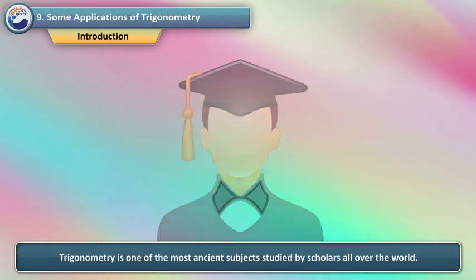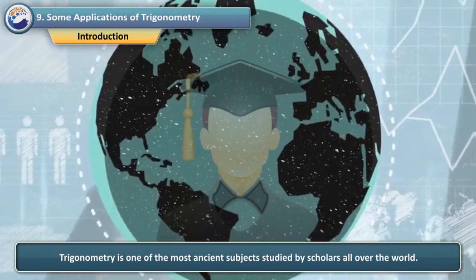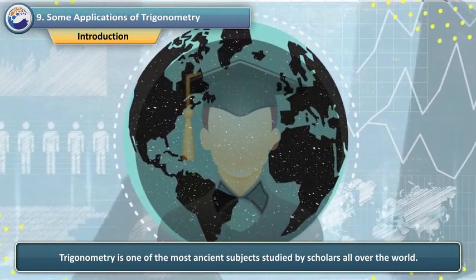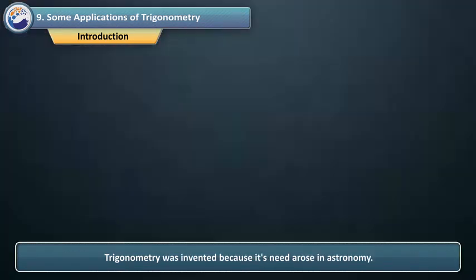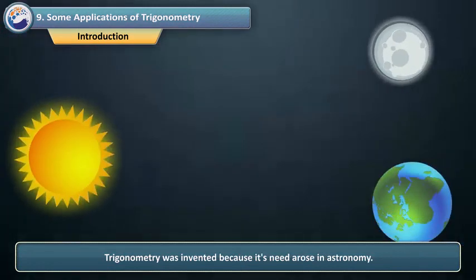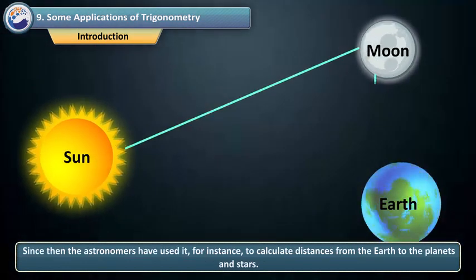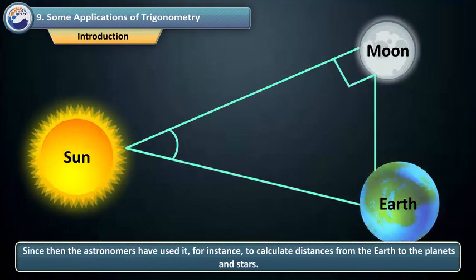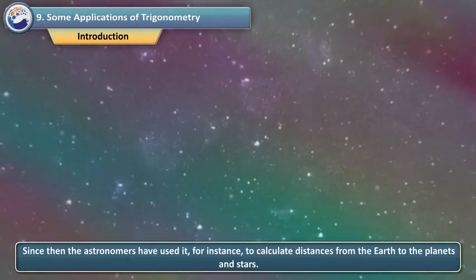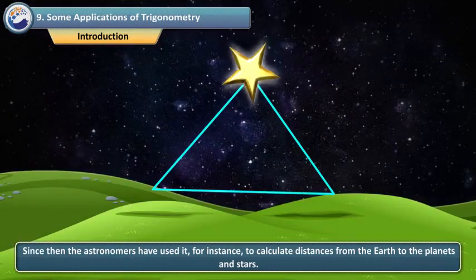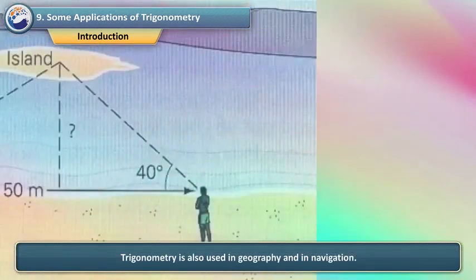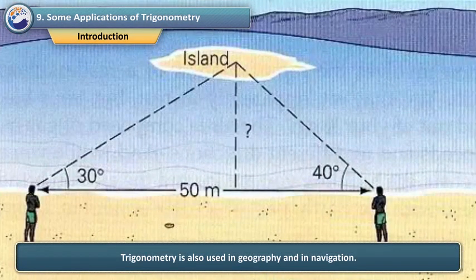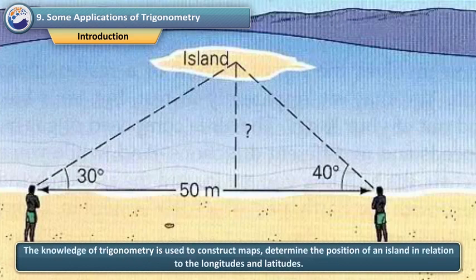Trigonometry is one of the most ancient subjects studied by scholars all over the world. Trigonometry was invented because its need arose in astronomy. Since then, the astronomers have used it, for instance, to calculate distances from the Earth to the planets and stars. Trigonometry is also used in geography and in navigation. The knowledge of trigonometry is used to construct maps, determine the position of an island in relation to the longitudes and latitudes.